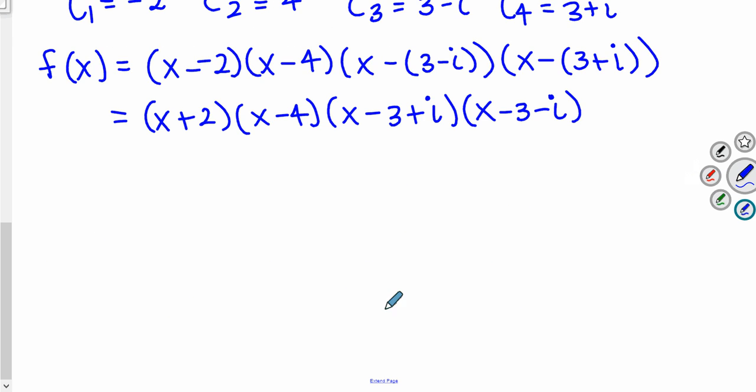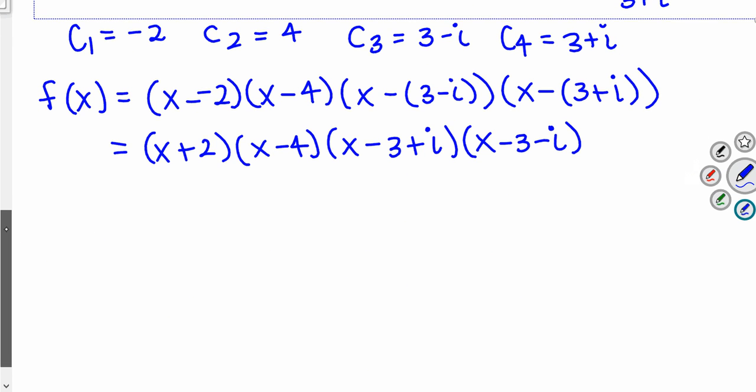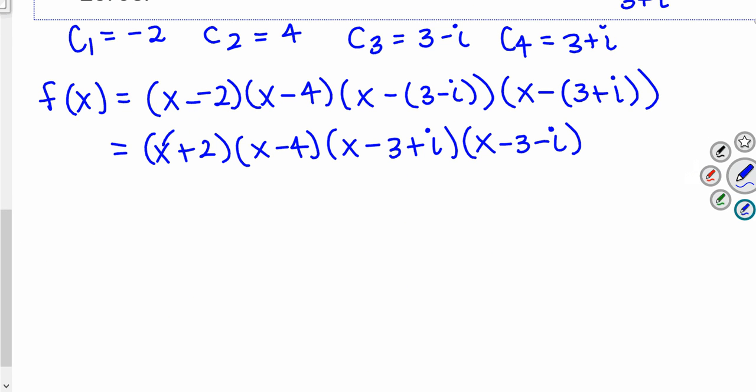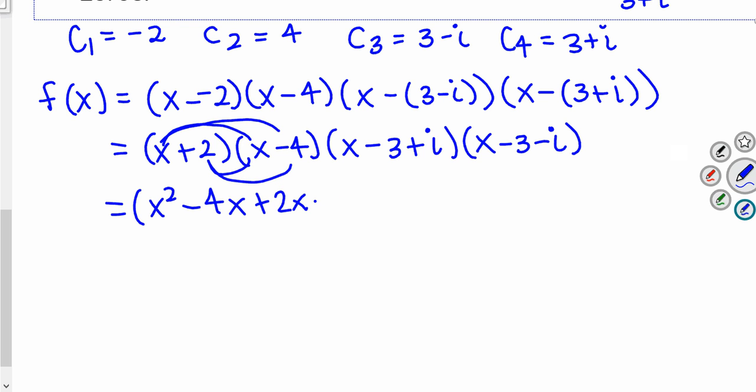The last step we would do is just to FOIL this out. x times x gives me x squared. x times -4 is -4x. 2 times x is positive 2x. And 2 times -4 is -8.